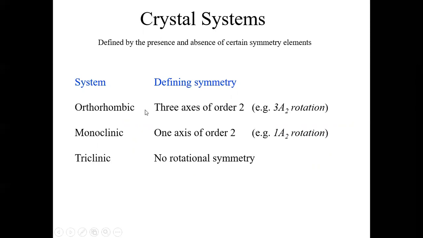The orthorhombic is defined by 3 axes of order 2, and I won't define exactly what an order is here, but for example, 3 axes of twofold rotation would be orthorhombic. The monoclinic is defined by 1 axis of order 2, for example, a single axis of twofold rotation. And finally, the triclinic is defined as having no rotational symmetry elements present. Now, there's one type of symmetry element that can exist in the triclinic. We haven't discussed it, but you may be familiar with the center of symmetry. And so triclinic crystals can have no symmetry at all, or the presence of only a center of symmetry. So that's what defines the crystal systems.